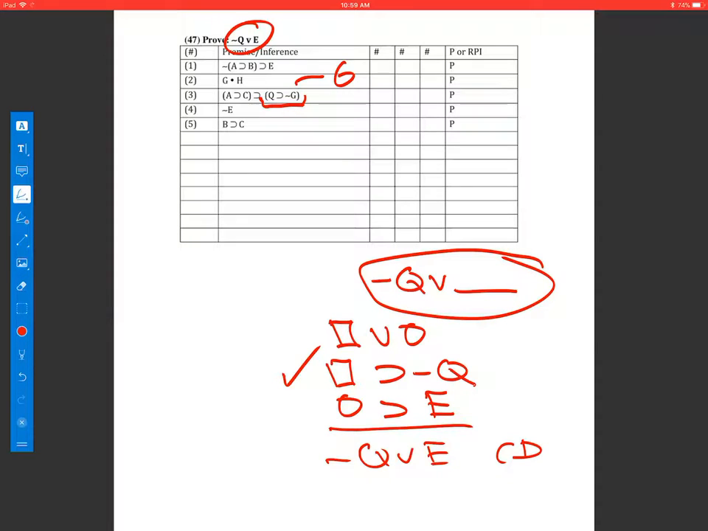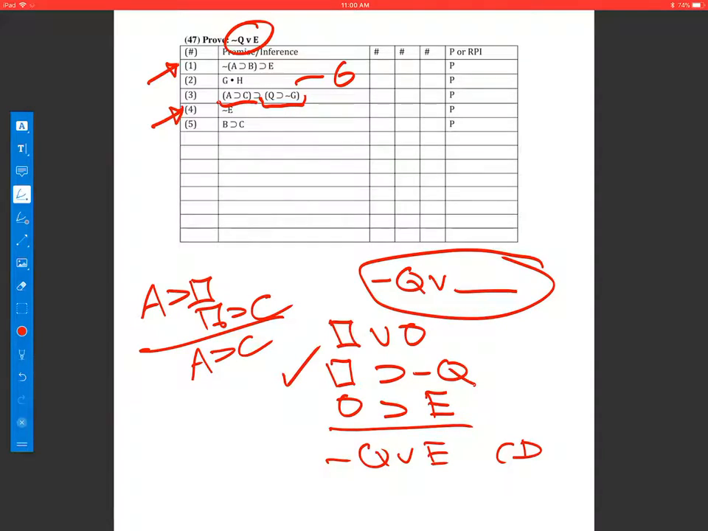What do I need? I need an A and a C to get to it, but I don't see that, but I think I can build A then C. If I have A then blank and blank then C, I can build it by hypothetical syllogism. A then blank is in hiding in line 1. I would need a not E, which I have on line 4, to do a modus tollens, and then I get A then B, 1 and 4 modus tollens.